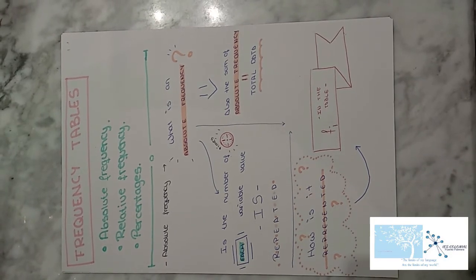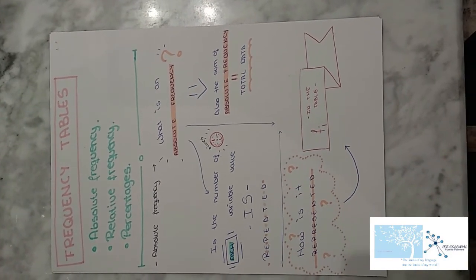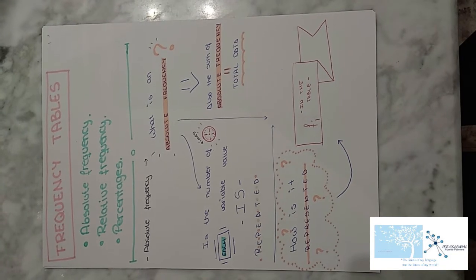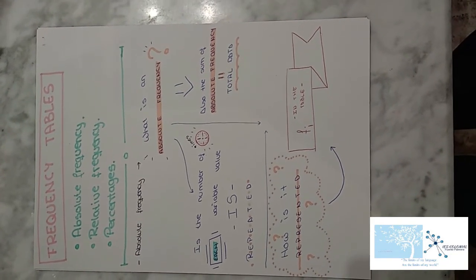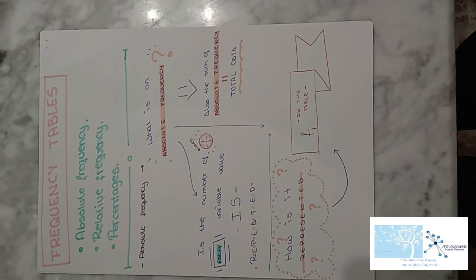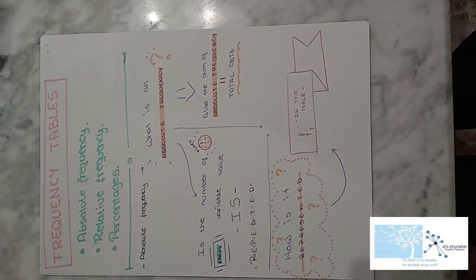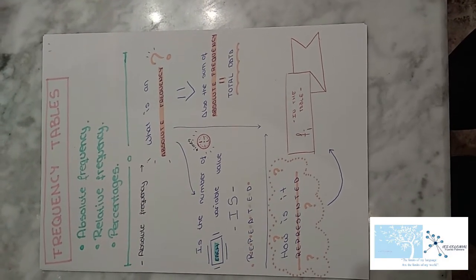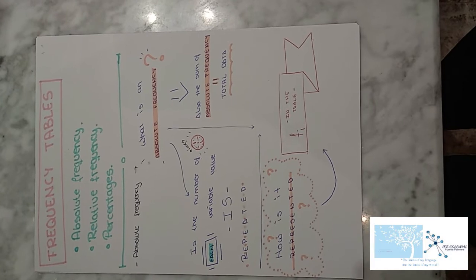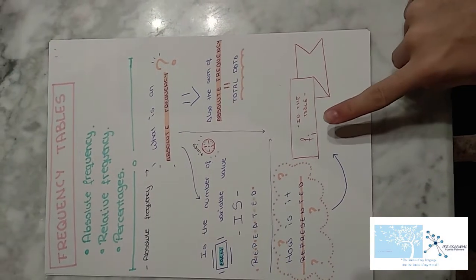What is an absolute frequency? An absolute frequency is the number of times each variable value is repeated. Also, the sum of absolute frequencies is the total data. And how can we represent it in the table? Like this.